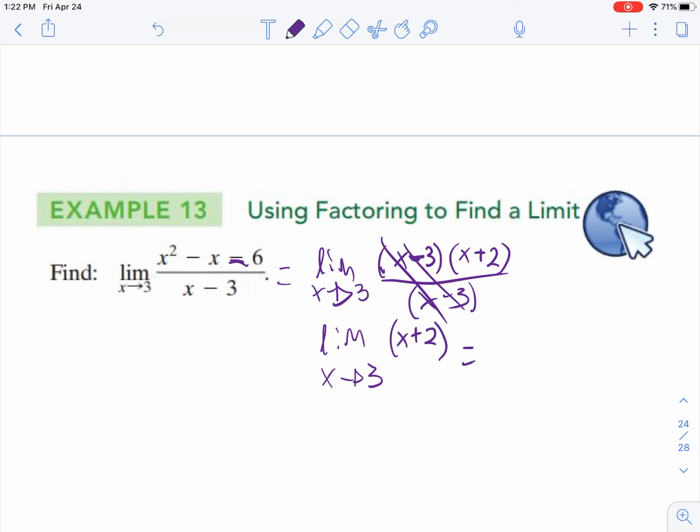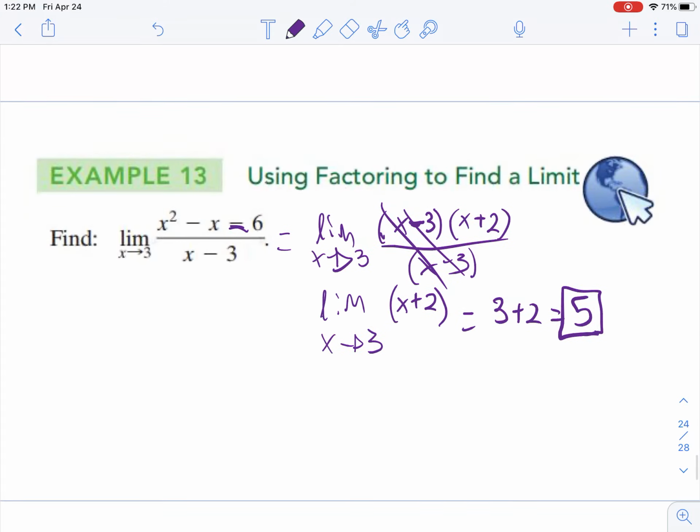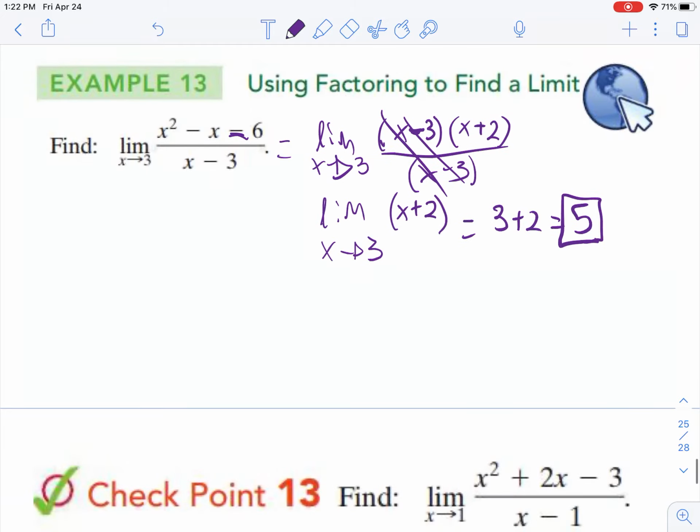This is called, once again, a removable discontinuity. And when we do this, we're going to find that we have 3 plus 2, which is 5. So the limit does exist here. Okay, and we had a removable discontinuity at 3. All right. Why don't you guys please go ahead and do checkpoint 13 for me. We got one last one and then we're done, guys.